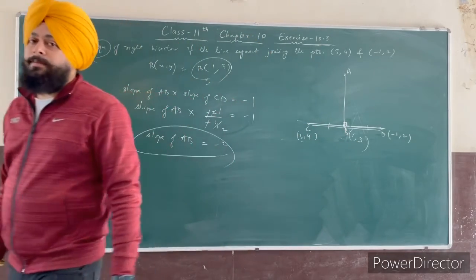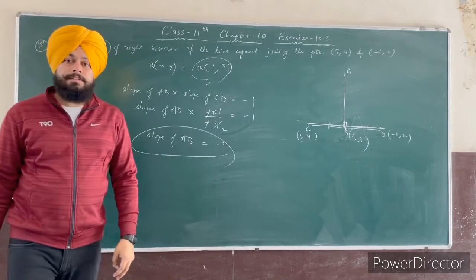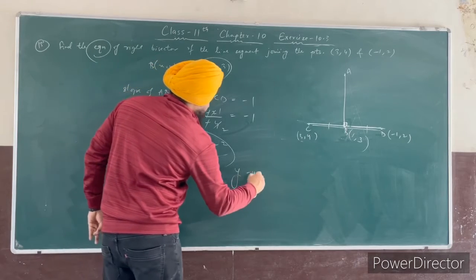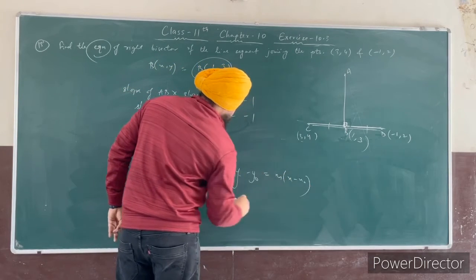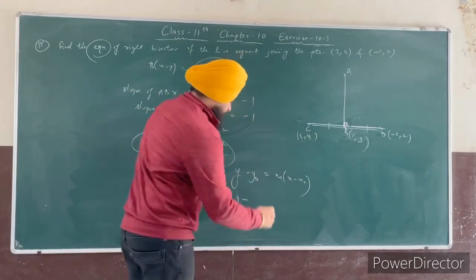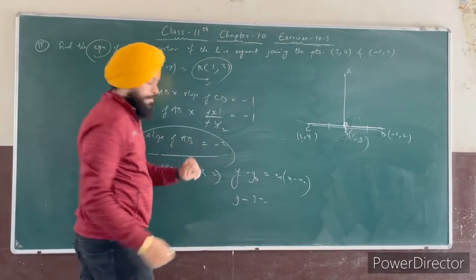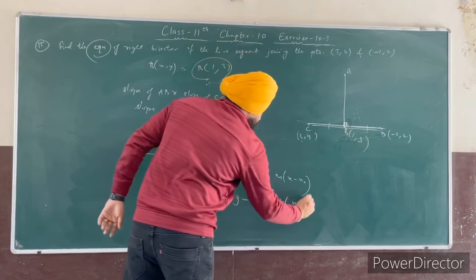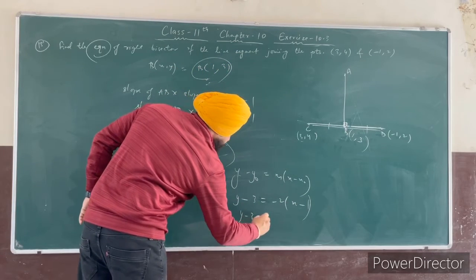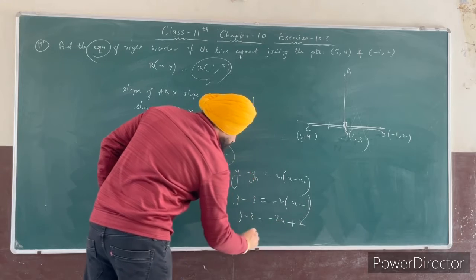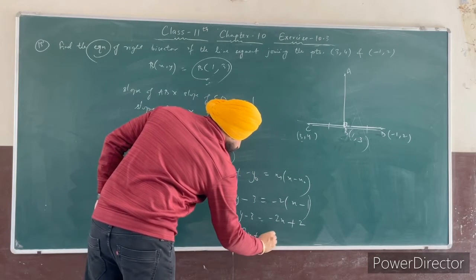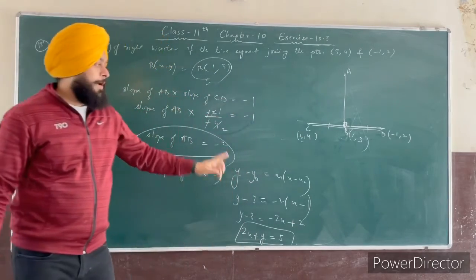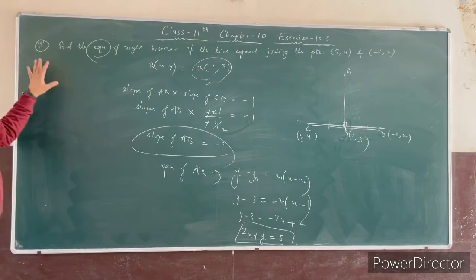So the equation of line AB is y minus y0 is equal to m times (x minus x0). Y0 is 3 and m is the slope, which is -2, and x0 is 1. Now solving this, we will get y minus 3 is equal to -2x plus 2, or 2x plus y is equal to 5. So this is the equation of line AB, which is the perpendicular bisector of CD. So this is your question number 13.